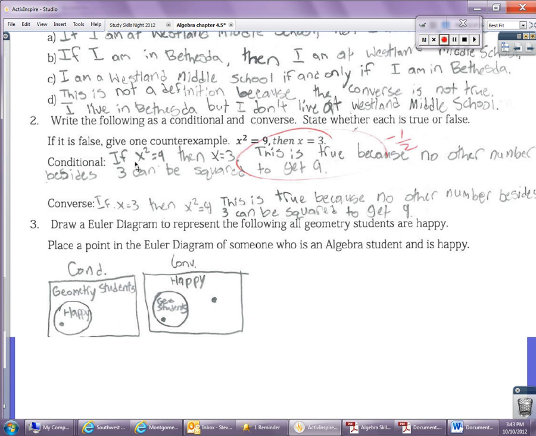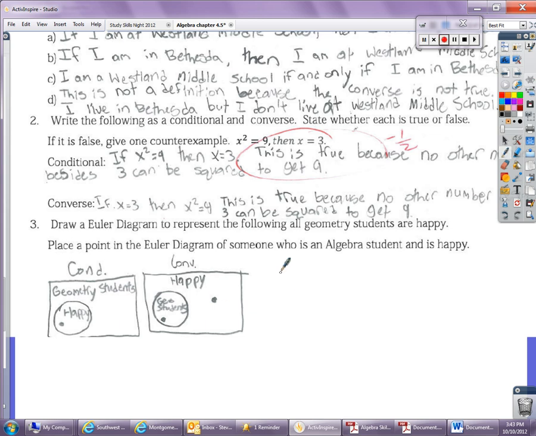Now the converse statement, if x equals 3, then x squared equals 9, is actually true, because when you square the number 3, you always get 9. This was a little bit of a concern, only because, when you make an Euler diagram, you're going to represent all the following. Geometry students are happy, so that would look like this. If you represent that all geometry students are happy, that means if you're a geometry student, you have to be happy. So the correct answer would have looked like this.